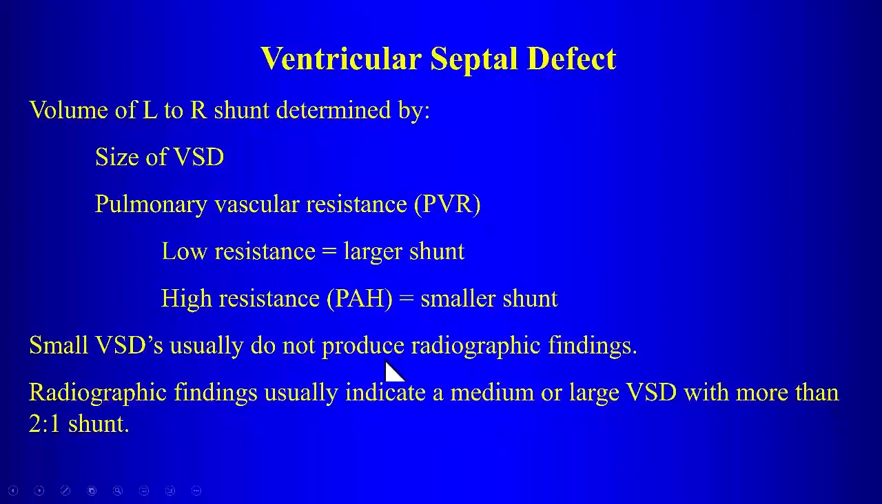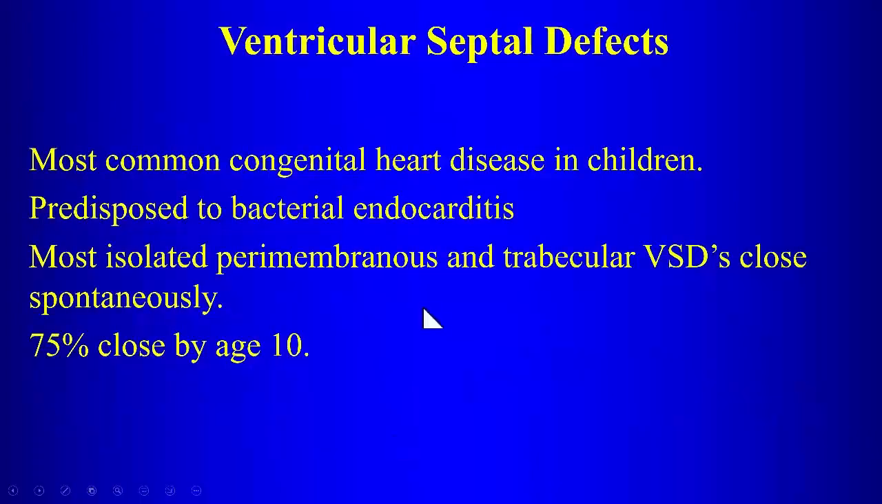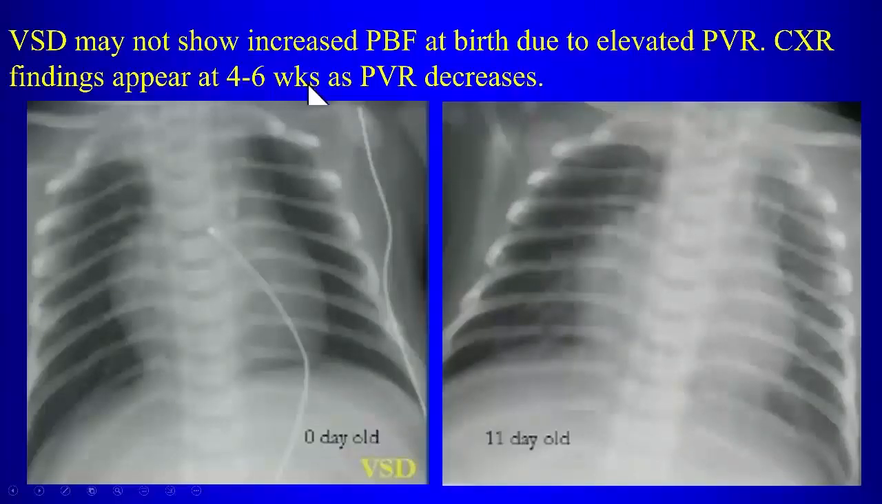So small VSDs usually do not produce radiographic findings. We've said that when you have these left to right shunts, you need at least a 2-to-1 shunt before we actually see changes on the radiograph. So ventricular septal defects is the most common congenital heart disease in children, also associated with bacterial endocarditis. Most isolated small perimembranous or trabecular VSDs will close spontaneously. 75% can close by age 10. Now, because the pulmonary vascular resistance is elevated at birth, whenever you have a left to right shunt, it may not manifest clinically or radiographically in a newborn.